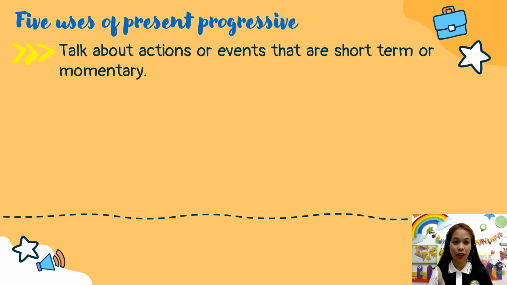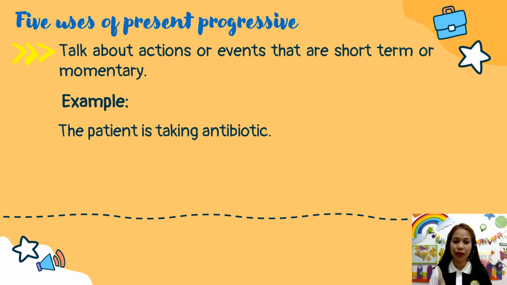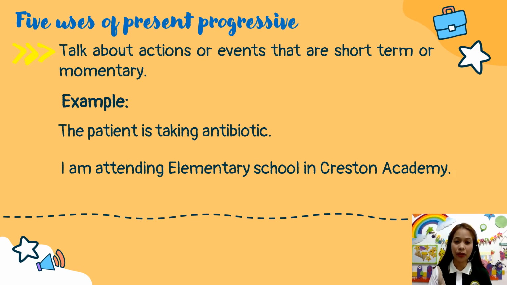Next one is to talk about actions or events that are short-term or momentary. For example, the patient is taking antibiotic. I am attending elementary school in Crescent Academy. Is taking and am attending are both phrases in present progressive tense, but they are in a short period of time. Like she takes antibiotic for a week only, so it is considered as a short time only. Okay?